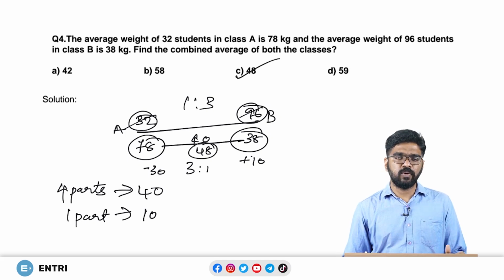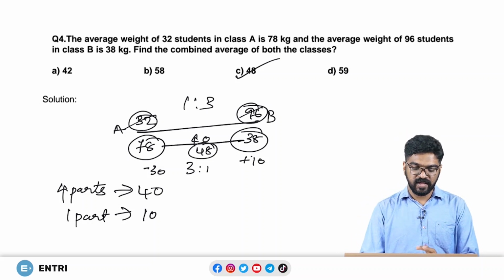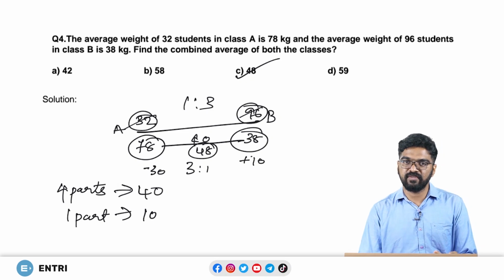So how simple this method is, right? It's totally by using the visualization technique, we can easily solve the question on weighted averages.